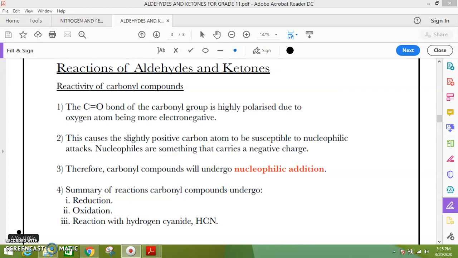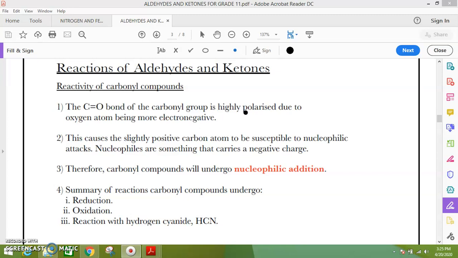Today we are going to start the second part of this unit, reactions of aldehydes and ketones. Before starting the reactions, we must know about the reactivity of carbonyl compounds. So our first topic today is the reactivity of carbonyl compounds. A carbonyl compound means a carbon connected by a double bond with oxygen.